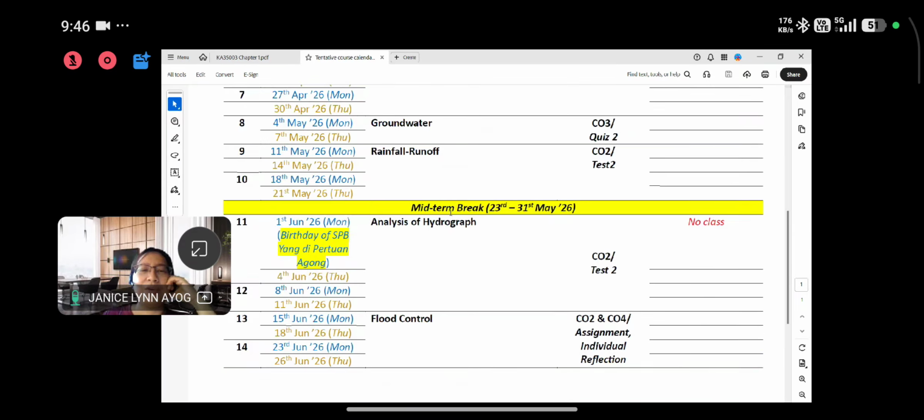Okay, so basically, I've already covered this. I've already posted this in ITEL as well. I've already uploaded it in ITEL. Also, the course synopsis, okay, in ITEL, the course ITEL.